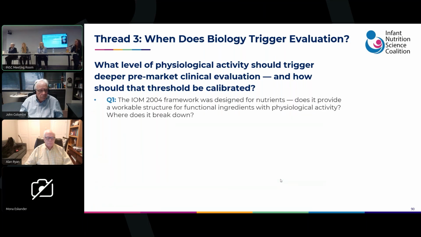The first question goes back to IOM frameworks. There already exists a tiered framework for investigating novel ingredients that have putative or known physiological actions inside the infant. But we also heard yesterday that there's not a lot of detail when you do trigger a tier 2 investigation. When tier 1 moves into tier 2, what are those outcomes? What models are you looking at? Preclinical, NAMs, or clinical investigations?